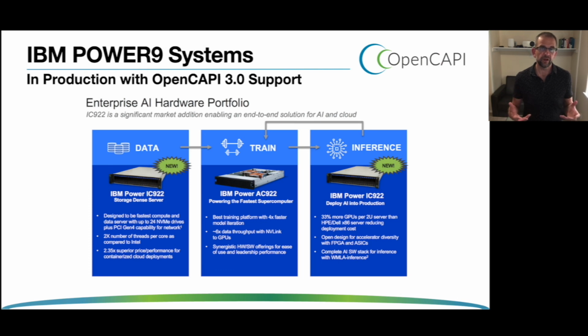Looking a bit more into the hardware, the Power 9 systems that support OpenCAPI 3 include the IBM AC922 platform, which was #1 and #2 in the top 500 supercomputers for the last few years until recently. And then we've got the IC922 for bringing in storage dense servers and AI production, which also supports the OpenCAPI 3. So we've got some good server level products supporting the OpenCAPI environment.